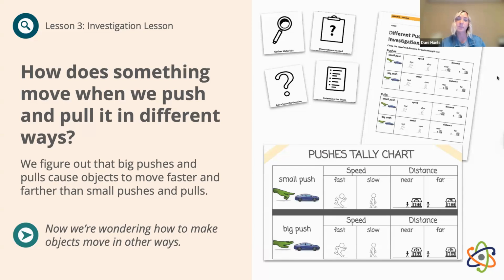So students figure out that a big push and pull causes objects to move faster and further, while small pushes and pulls cause objects to move slower and shorter distances. So now students are wondering how to make objects move in other ways. And I want to note on this slide that the chart that's shown is just for pushes. There is a chart for pulls. It's just not shown, but it is similar and used in the same way during instruction.